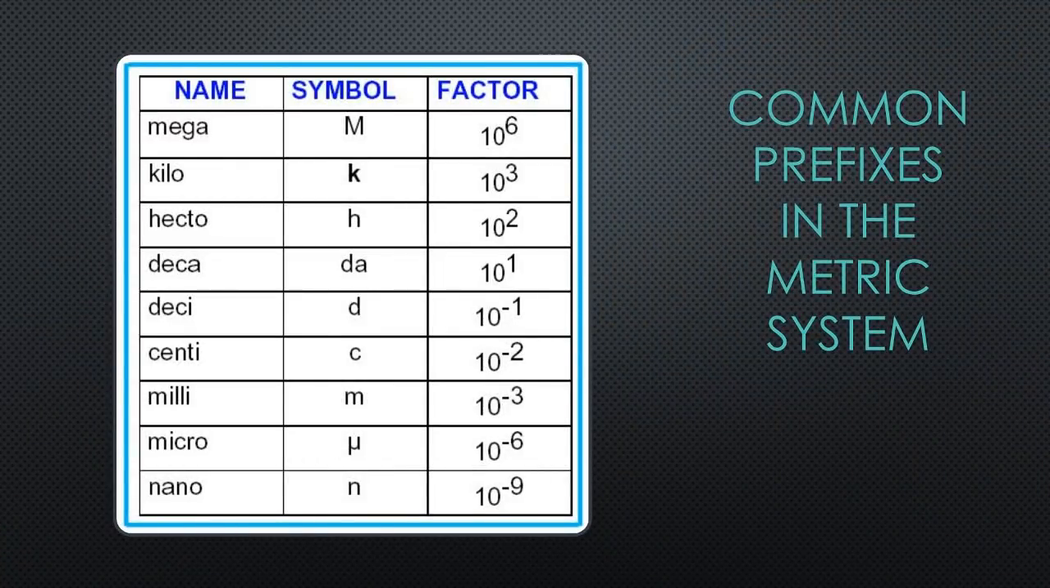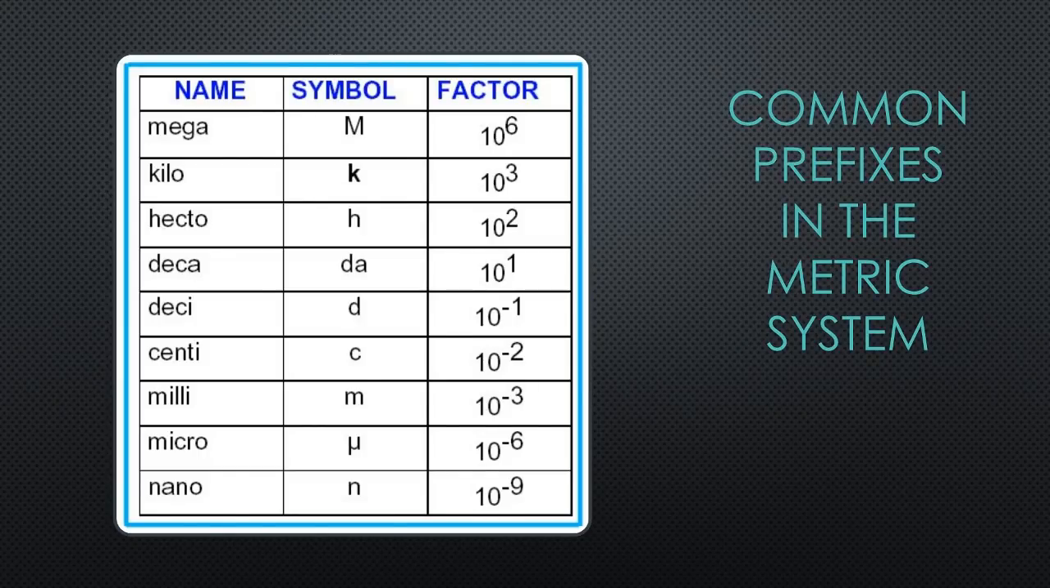So the common prefixes that we're going to use in this class really are listed here. Ultimately, milli, centi, and kilo are the most common. I don't use most of these other ones very frequently. You may have heard of some of the other really large ones. For instance, I have a terabyte hard drive.